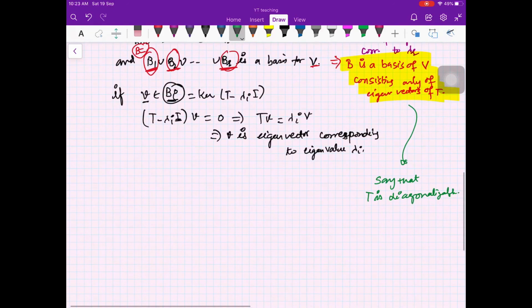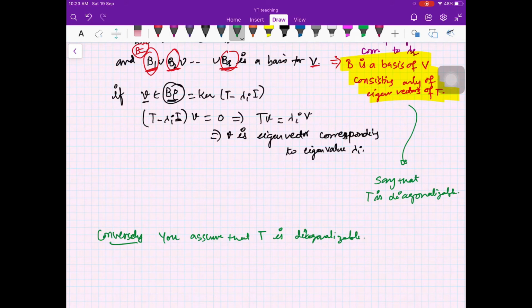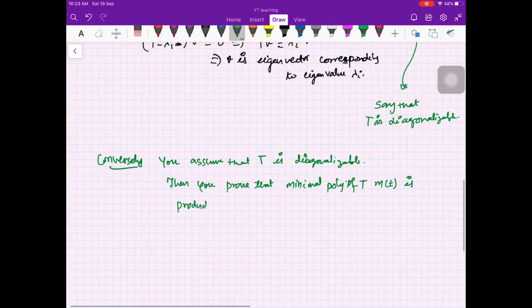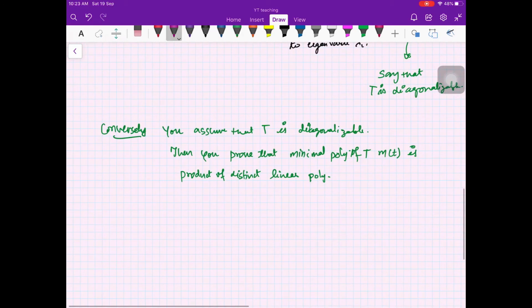Now let us look at the converse of the statement. Conversely, you assume that T is diagonalizable, and then you prove that MT, which is the minimal polynomial of T, is a product of distinct linear polynomials. Fine. Okay, so let us do this.